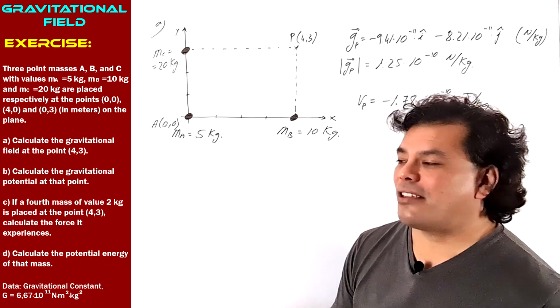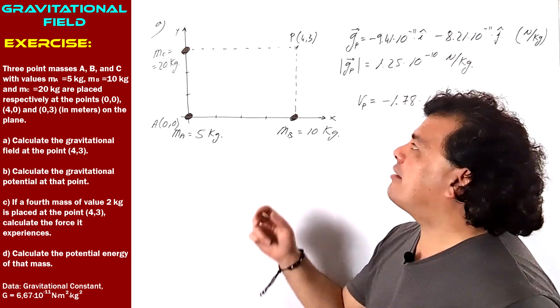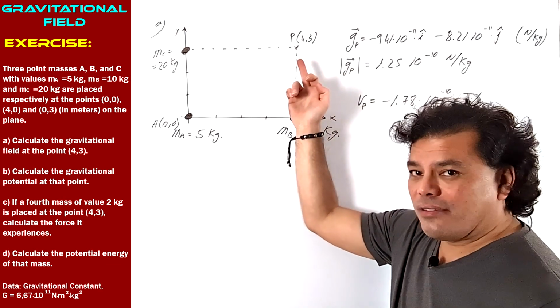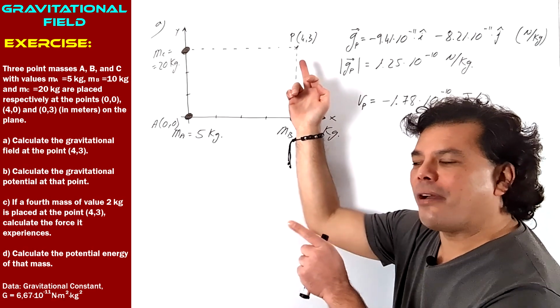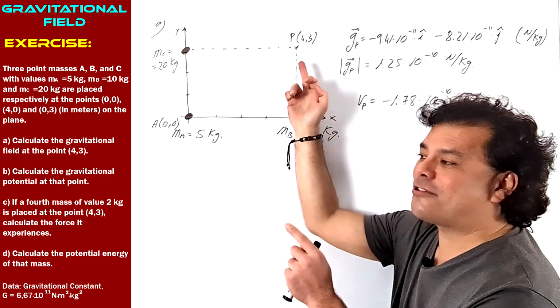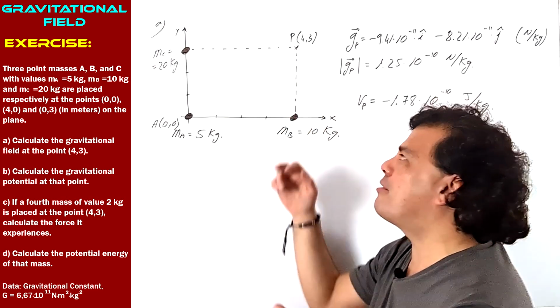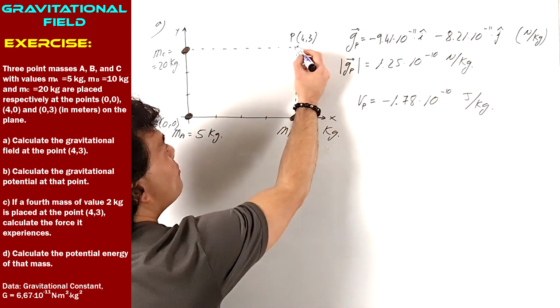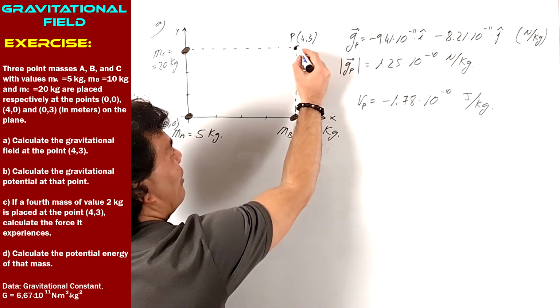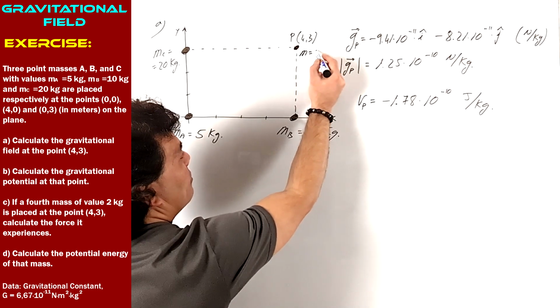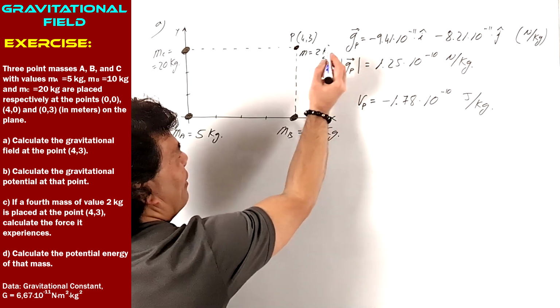Now it's time to calculate section C, where they're asking us to calculate the force experienced by a 2 kilogram mass. This is the first moment they are placing a new mass here, a test mass of 2 kilograms.